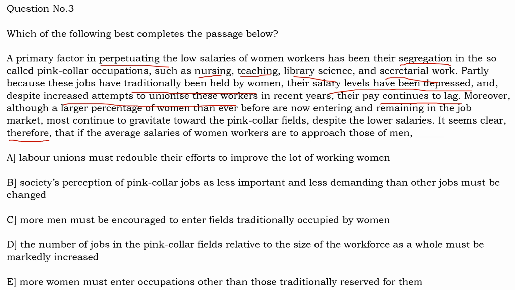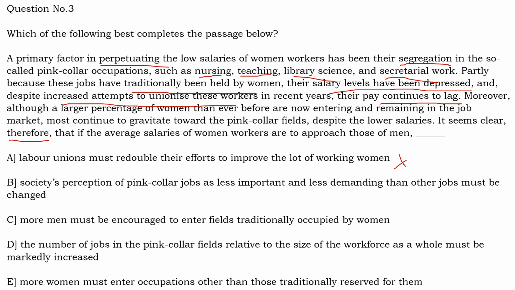Is it a good answer? Here the passage says that there are increased attempts to unionize the workers, still their payment is lagging. So what is the use of redoubling their efforts? Because the unions are already trying to unionize them, but still the payment is not increasing. So even if the redoubling of the efforts is happening, this is not going to be very good in attaining that parity with men.